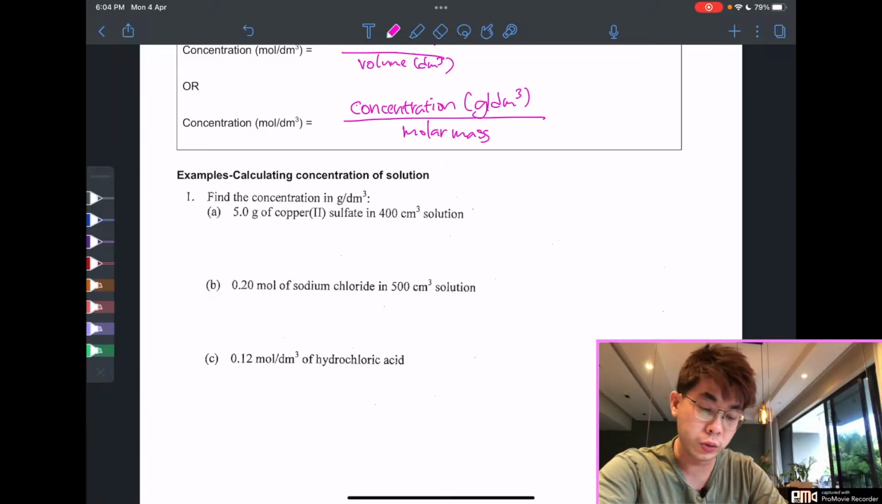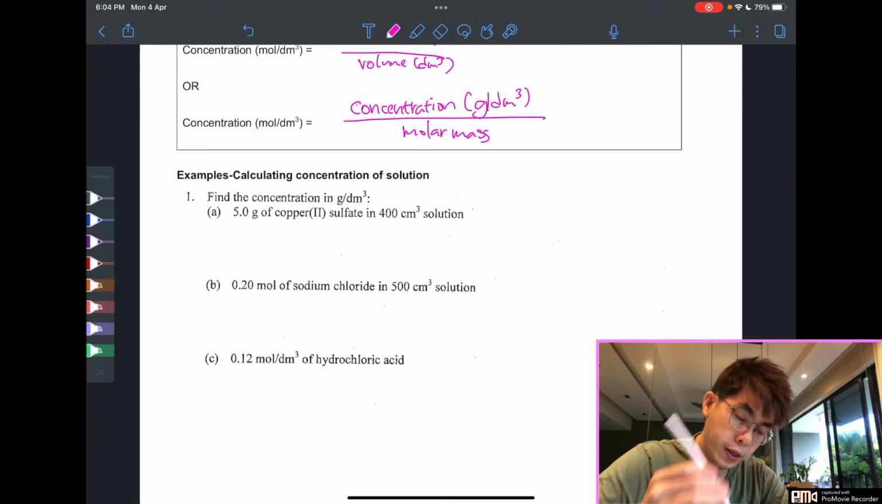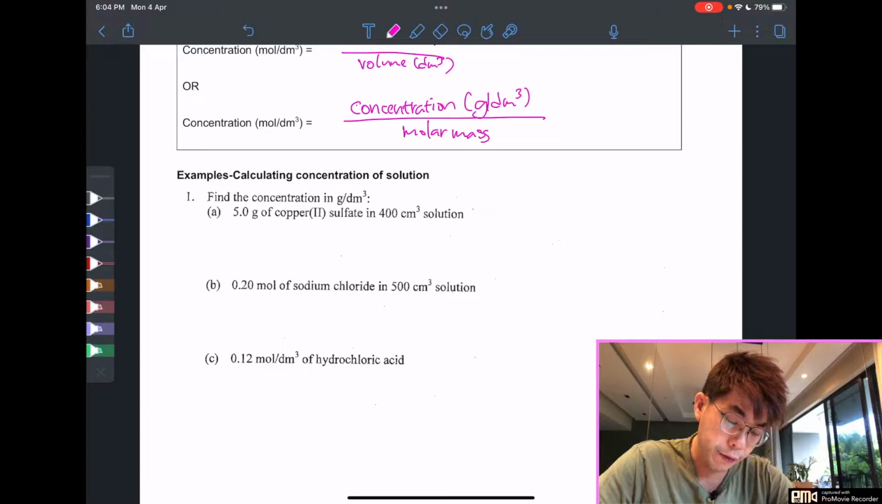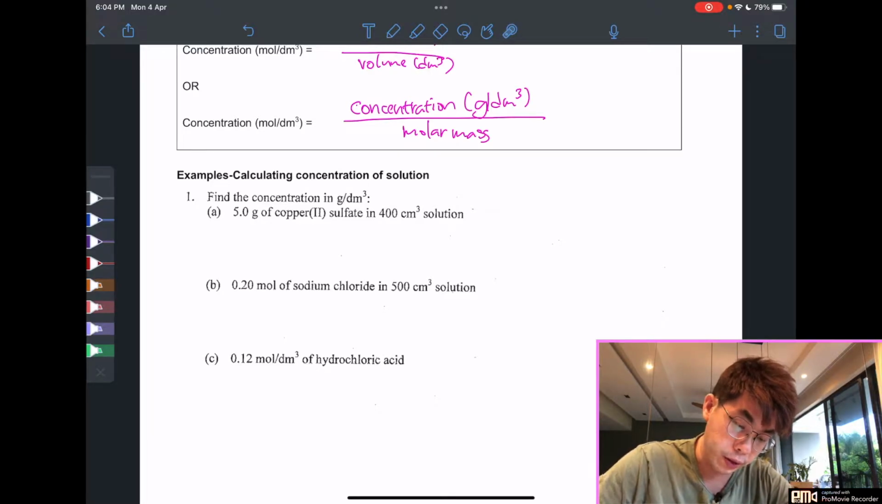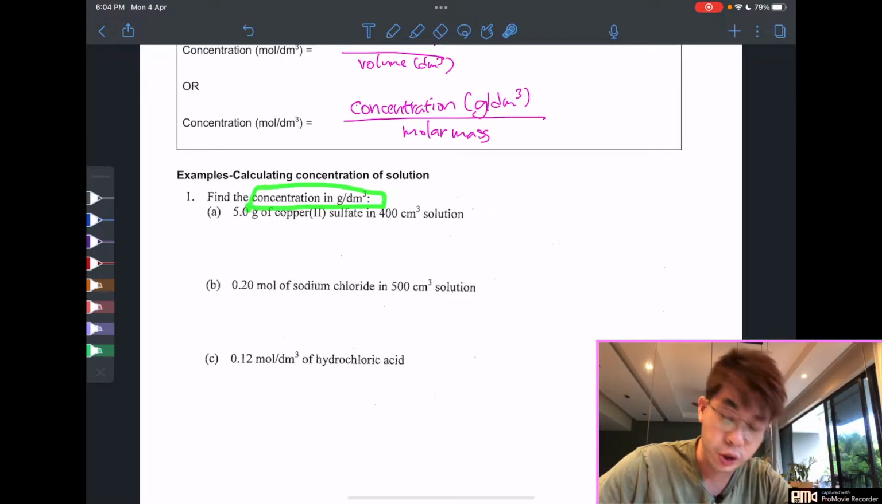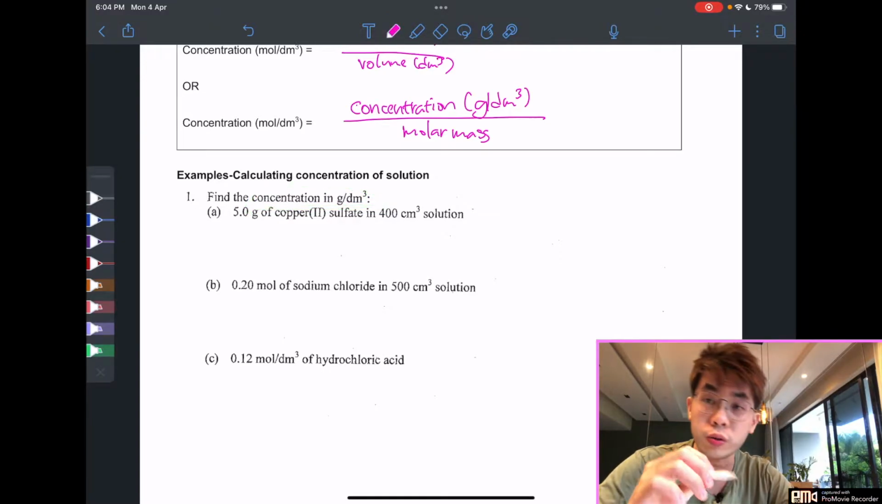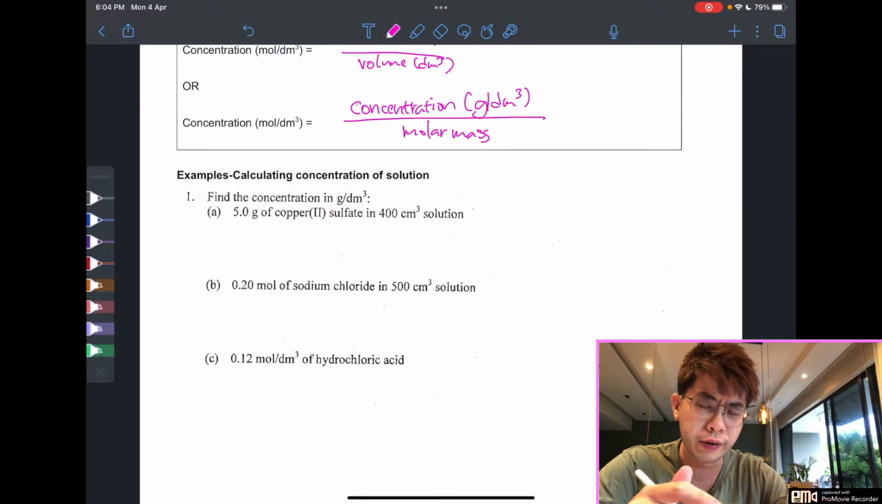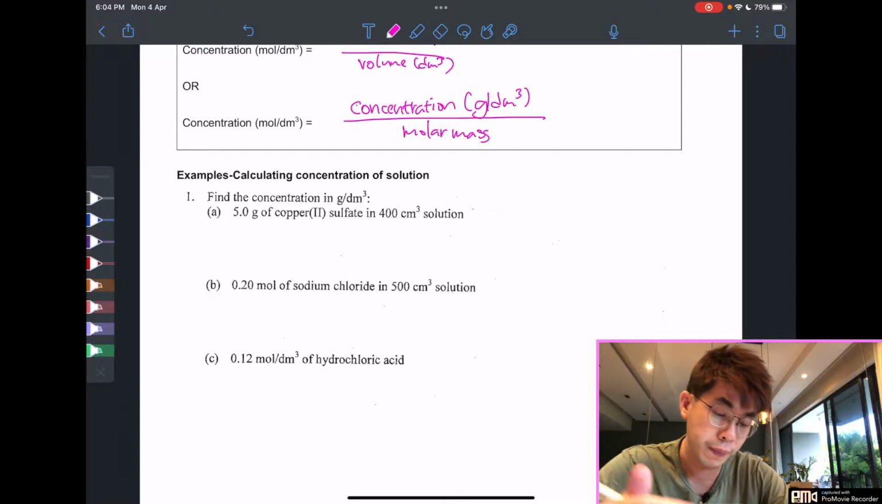Hi, so we are going to look at how to do some calculations. Over here, the question is asking us to find the concentration in gram per dm cube. Whenever I teach my students concentration, I always have a very important tip for them.